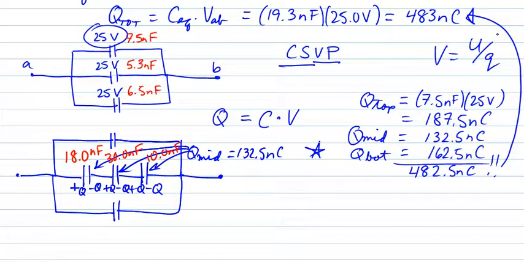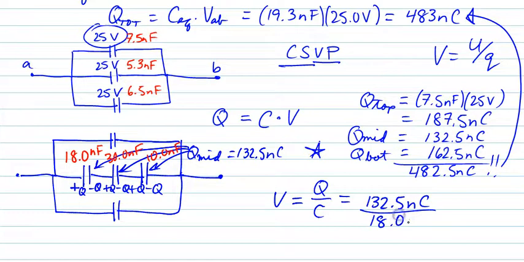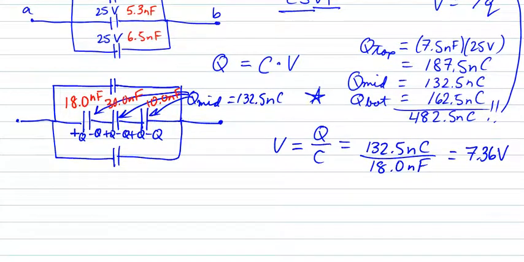And to find the voltage, we simply use V is Q over C. And so for the first one, it's going to be 132.5 nanocoulombs over 18.0 nanofarads. And look at that, those nanos cancel out, and it's about 7.36 volts. You can check my math on that. Okay, the next one is going to be 132.5 over 30, which is about 4.42 volts.